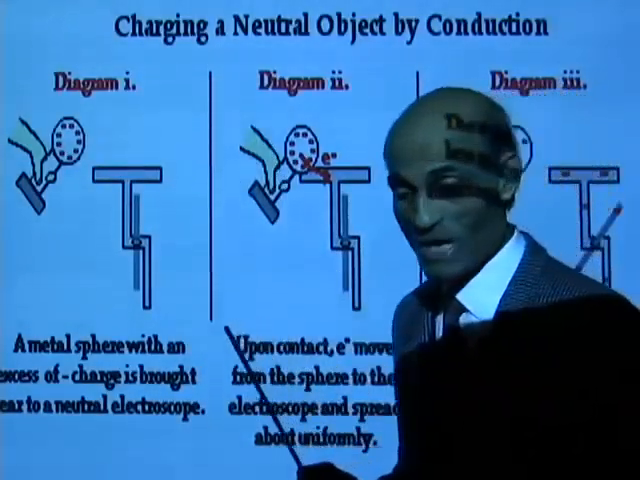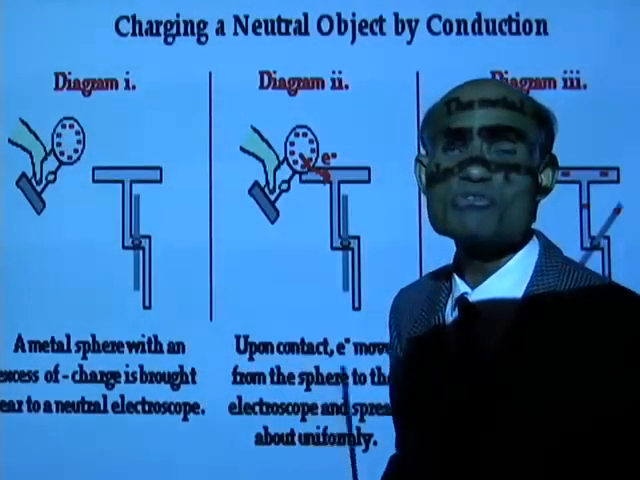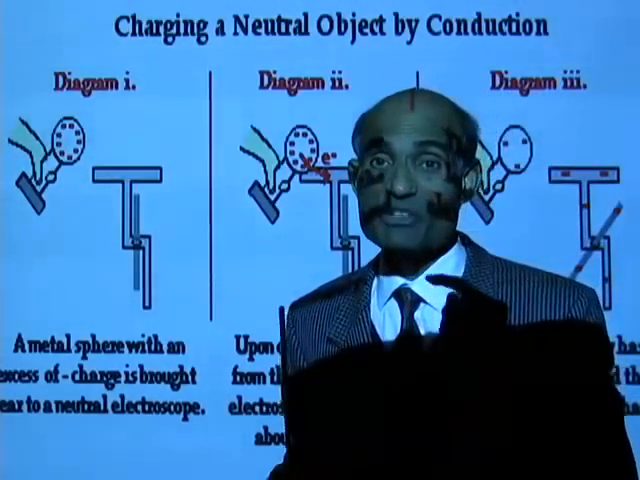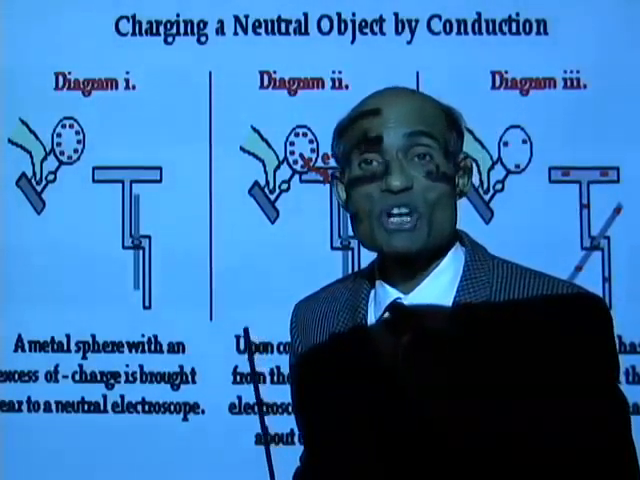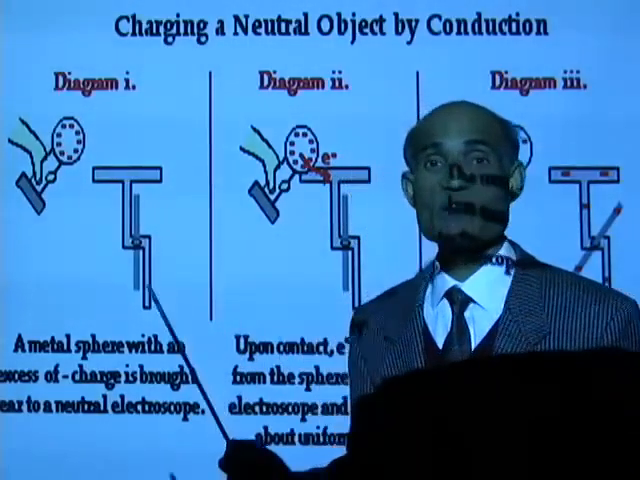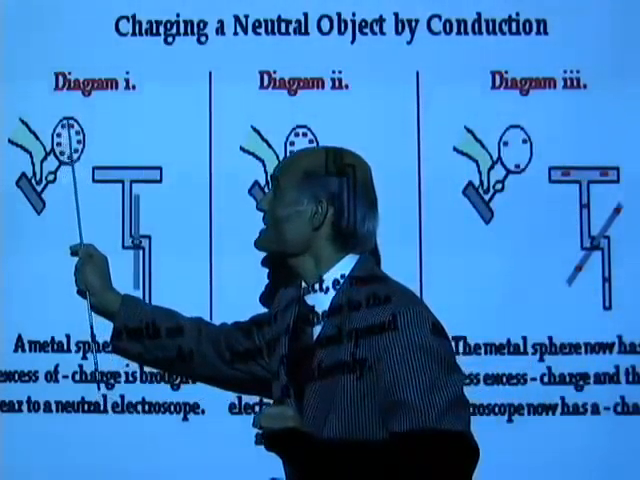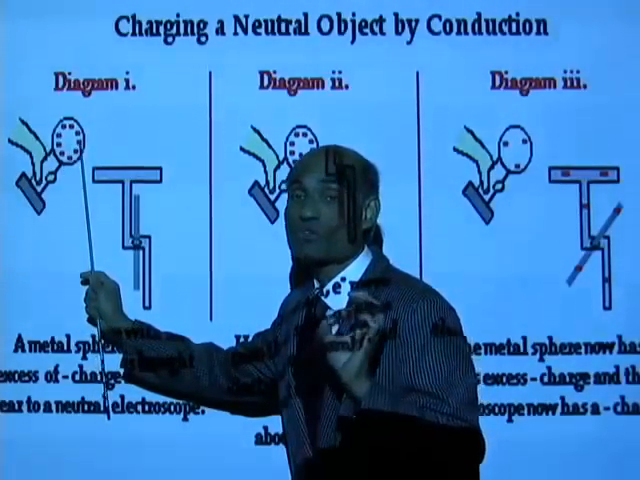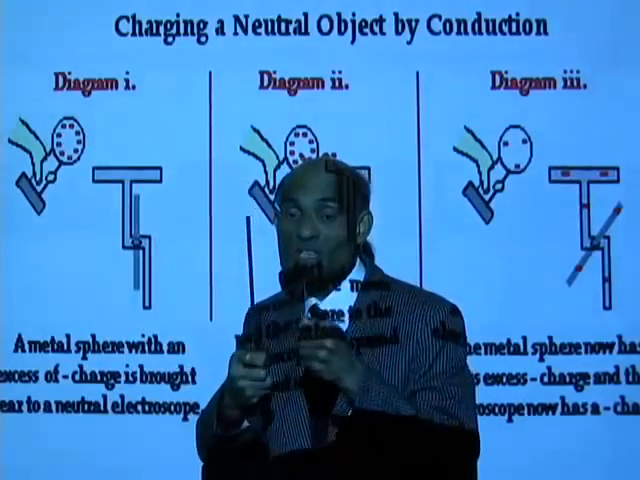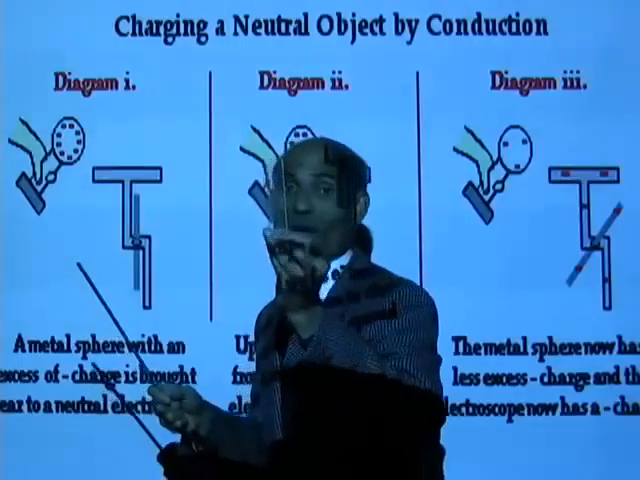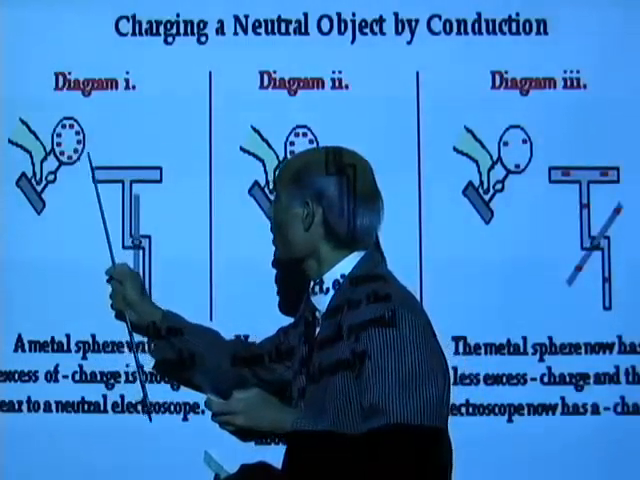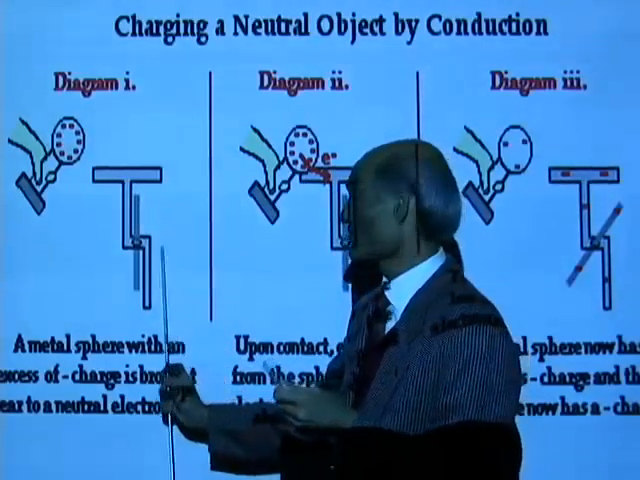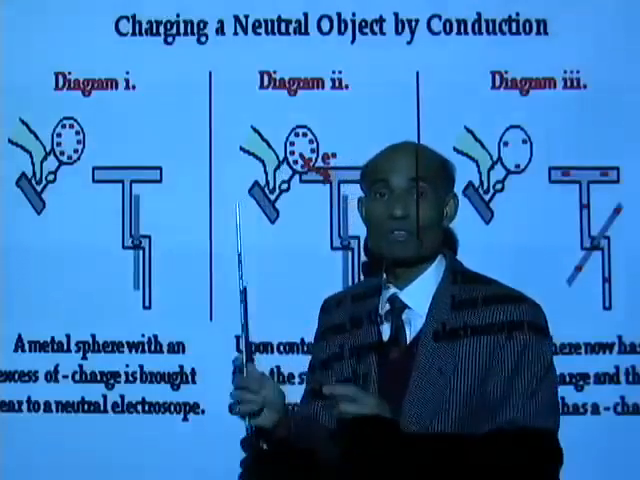Now here I have a diagram on charging a neutral object by conduction. Actually, I showed you how the electroscope is charged by conduction. What did I do? I had a negatively charged object. You remember the negatively charged object I had was the negatively charged plastic sheet, this one. Now, this is the neutral electroscope. How do I know this is neutral? Because the leaves are not diverged.